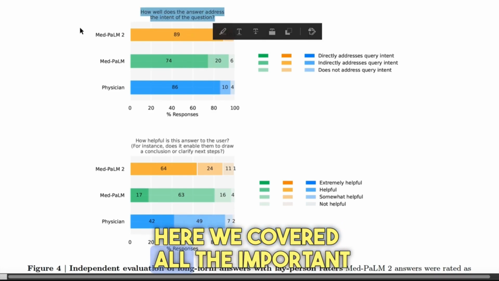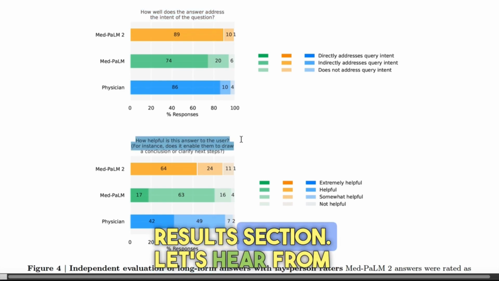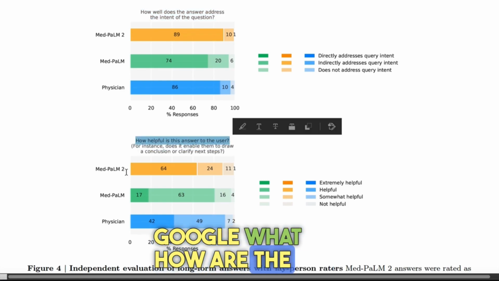Here we covered all the important sections of the paper. The last part of it is the results section. Let's hear from Google how are the results of their model.